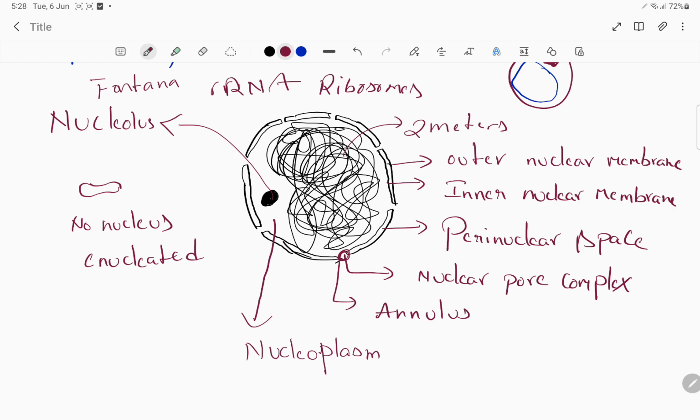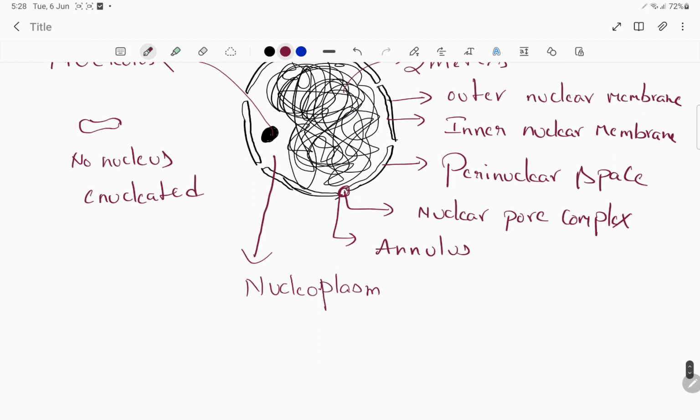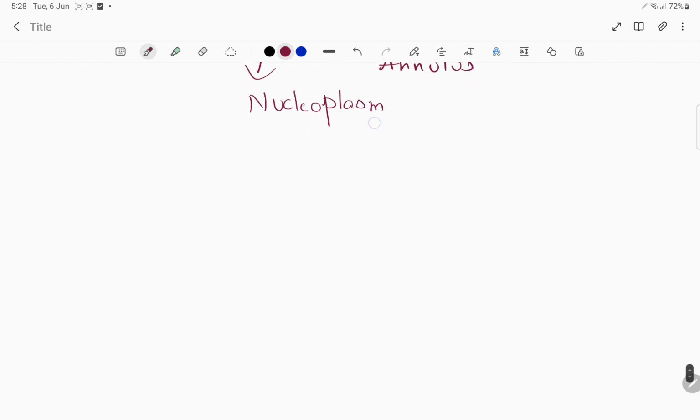And coming to the function of the nucleus, this mainly helps in the transmission of genetic material from one generation to another. Development, growth, behavior, reproduction. It mainly regulates the metabolism, and it controls the cell differentiation also.